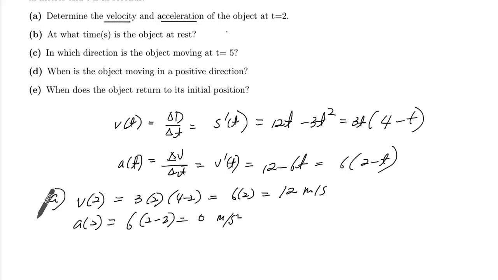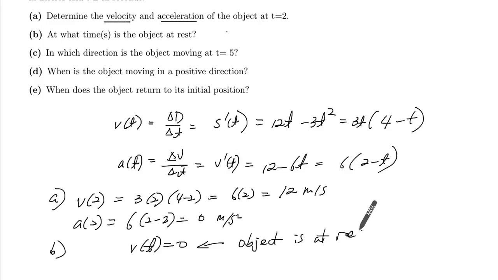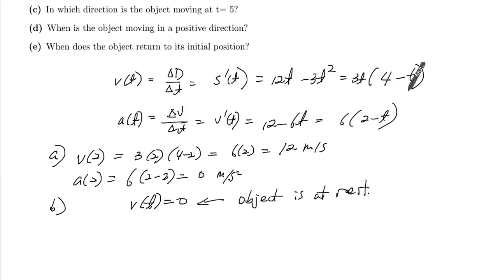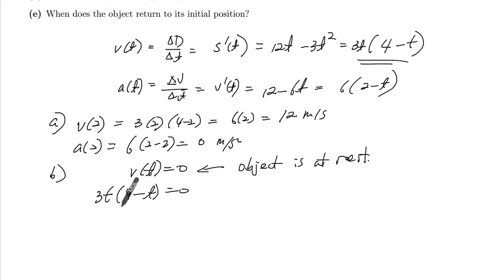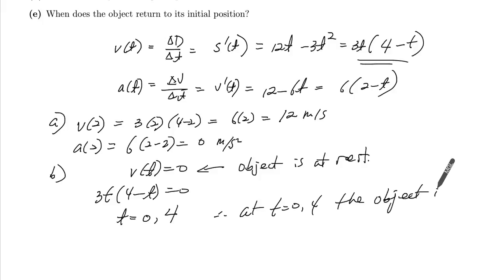So at what time is the object at rest? If the object is not moving, that means the velocity is 0. This is what it means for an object to be at rest. So what that means is that we have to make this part here, the factored form, equal to 0. It's very easy to get the answer for t when it's already factored. Clearly, t is going to be 0 or 4. So therefore, at t equal to 0 and 4, the object is at rest.